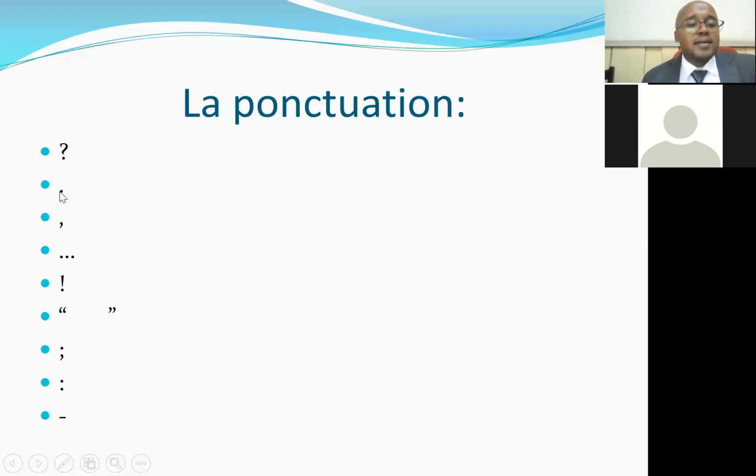Then we have point. Then we have virgule. Then we have point de suspension. Then we have point d'exclamation. Then we have entre guillemets. Then we have point virgule. Then we have deux points. Then we have tiré.